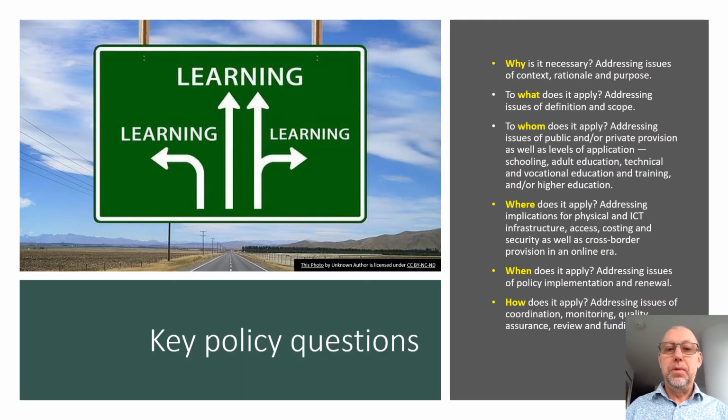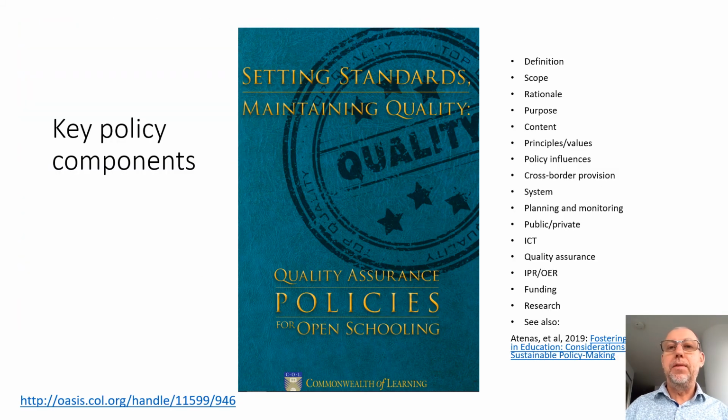Some key policy issues that need to be addressed are: why is the policy necessary? To what does it apply? To whom does it apply? Where does it apply? When does it apply? And how does it apply? And the policy will probably have sections like those illustrated. Once there is a national policy framework, institutions can begin crafting their institutional policies in alignment with the national policy. You'll note here, for example, in relation to a previous comment, a section on cross-border provision and how we ensure that we offer equivalent learning experiences and opportunities if we're reaching out to students beyond our national borders.